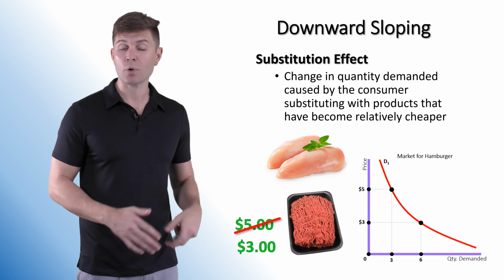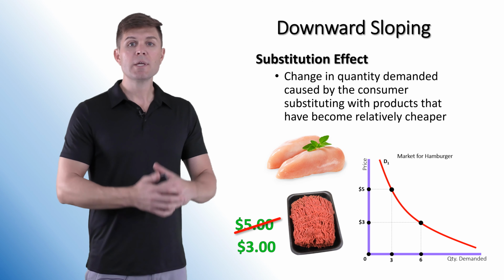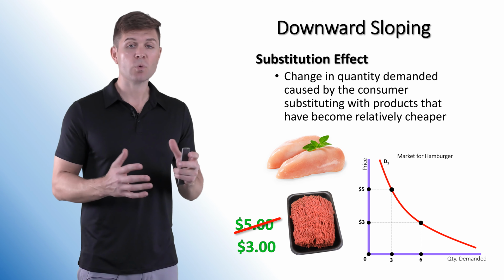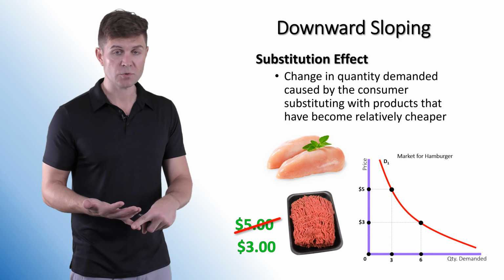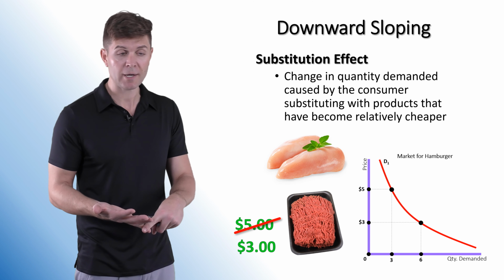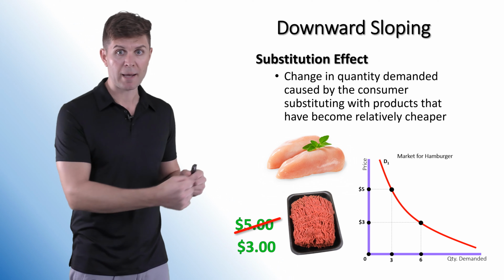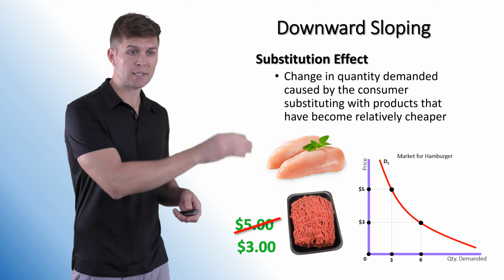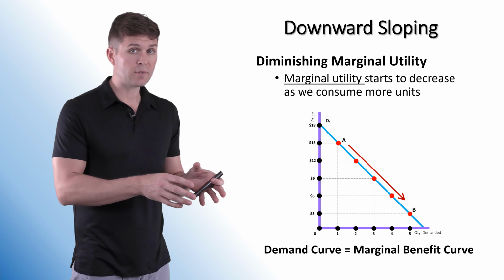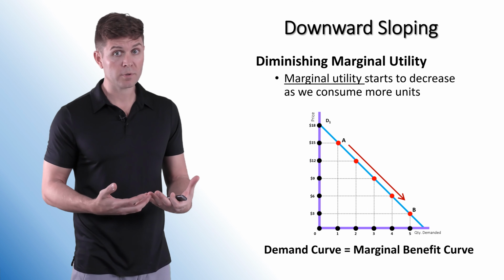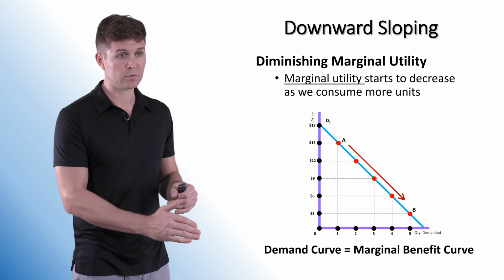Now, as hamburger goes down in price from $5 down to $3, the amount of hamburger that I buy is going to change because now the per dollar marginal utility is going to increase per unit of hamburger that I buy because the price is lower. So that lower price causes me to buy more hamburger and less chicken and move down that downward sloping demand curve. Whether it's the income effect or the substitution effect causing us to buy more of a good or service, diminishing marginal utility is really what's causing that downward slope.